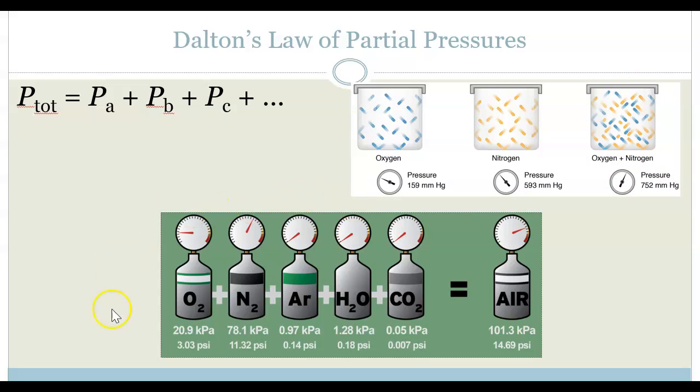The same thing is true for atmospheric pressure. This is measured in kilopascals, but the pressures of oxygen, nitrogen, argon, water vapor, and carbon dioxide are going to give us our total pressure of the air.